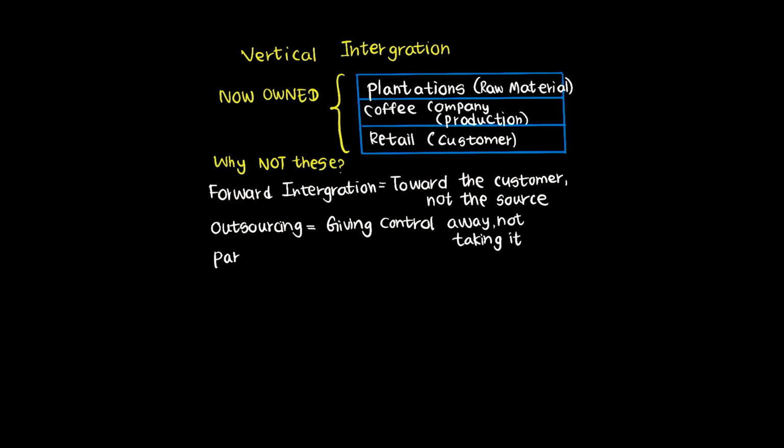Supply chain partnering involves collaborating with independent companies through data sharing and coordination without any ownership change. Buying plantations is an ownership move, not a partnership.